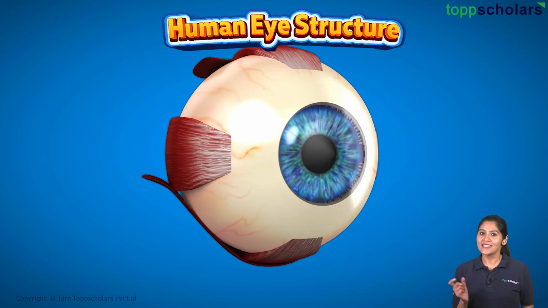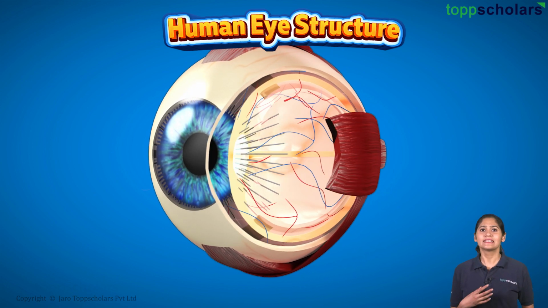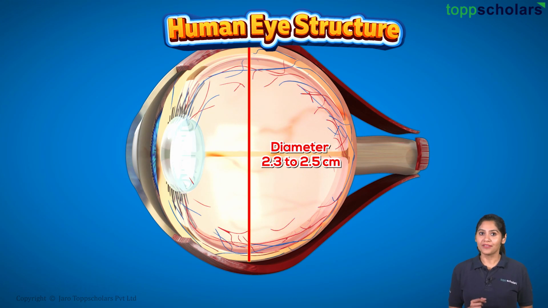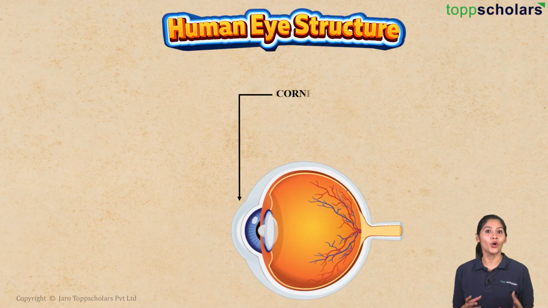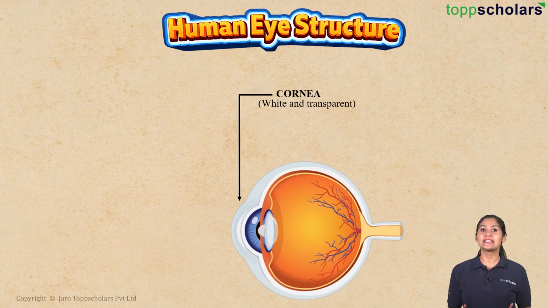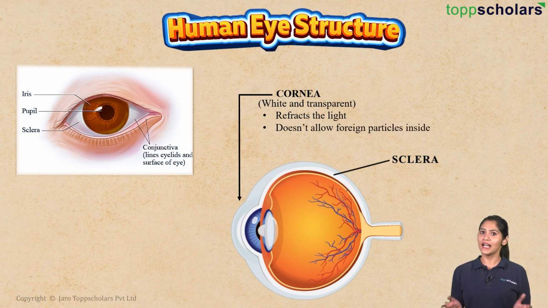If you will just take it out, it will resemble a ball. Hence, we say that this is the eyeball. Its diameter is on average 2.3 to 2.5 cm. Now let's have a look at the structure. This is a thin transparent cover in the front of the eye called the cornea, which you can also touch with your fingers. This layer is continuous with the sclera, which is the white color layer of the eyeball.